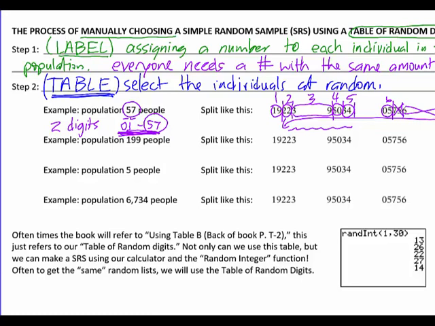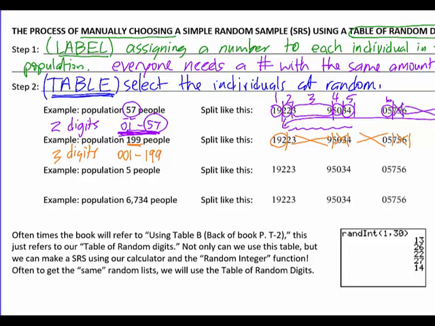Example number 2, population is 199 people. That is 3 digits. So I'm going to label them 001 to 199 and split my list into triples. 192 is okay. 239 is not a person I could ask. They don't exist. Same thing with 503, 405, 756 is a no-goer. 287 is a no-goer.